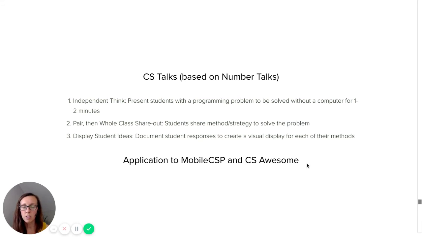So I'm going to pause again and just think about how we might apply these to Mobile CSP and CS Awesome. This is talking about really structured peer conversation and thinking about meta awareness. What are some ways that those are already present in Mobile CSP and CS Awesome? Where might be some new areas that we could infuse Mobile CSP and CS Awesome with structured peer conversation and meta awareness? And what are some strategies you might use to do that? What are some of the methods that we've talked about that really resonated?